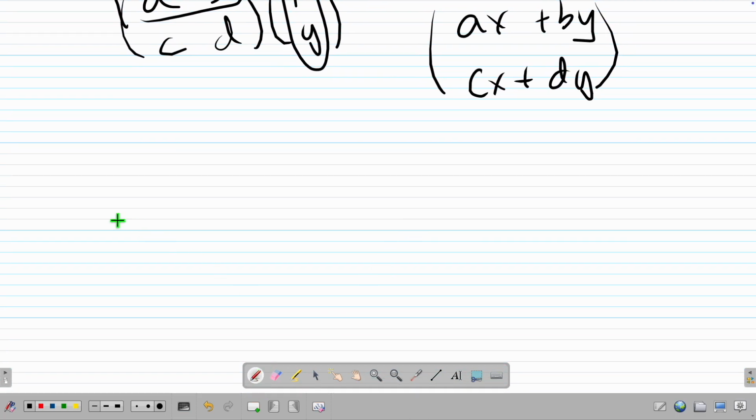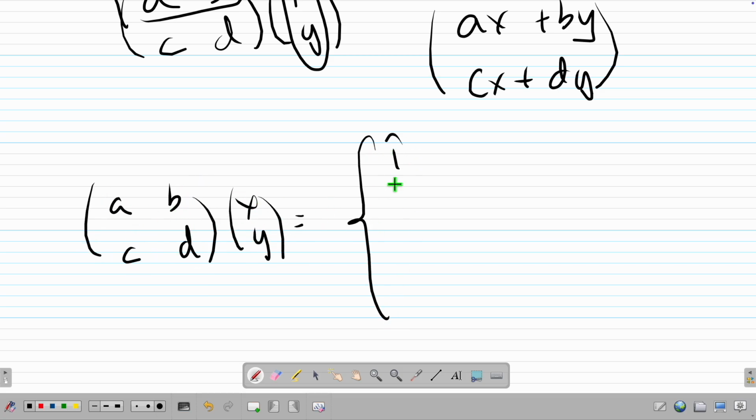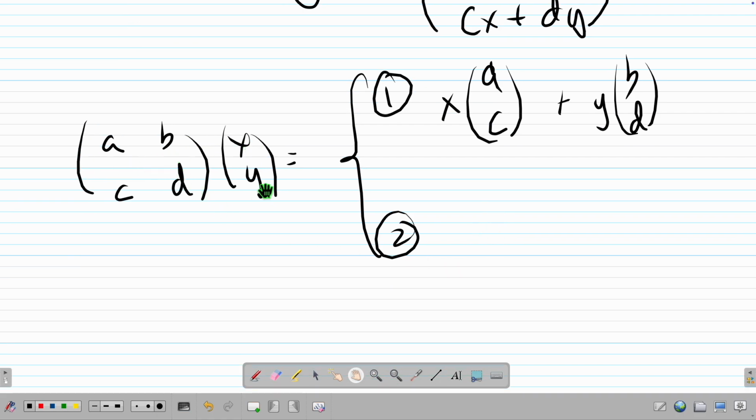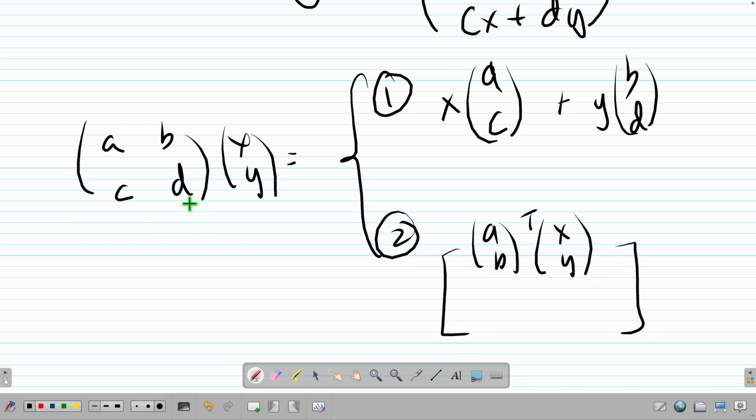Let me now summarize. If I have a, b, c, d, x, y, number one, it will be (a, c) x plus (b, d) y. This is a linear combination of the columns of the matrix. Second view, I have (a, b) dot product (x, y). So we can think of it as (a, b) dot product (x, y), and this is the first element. Then I have the second element, (c, d) dot product (x, y). Notice that I'm using transpose to make it a column vector. So this is the second way. They represent different things, but they give you the same answer.